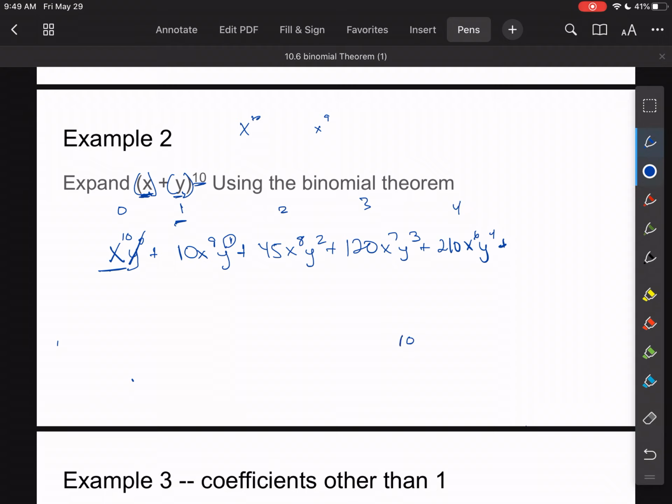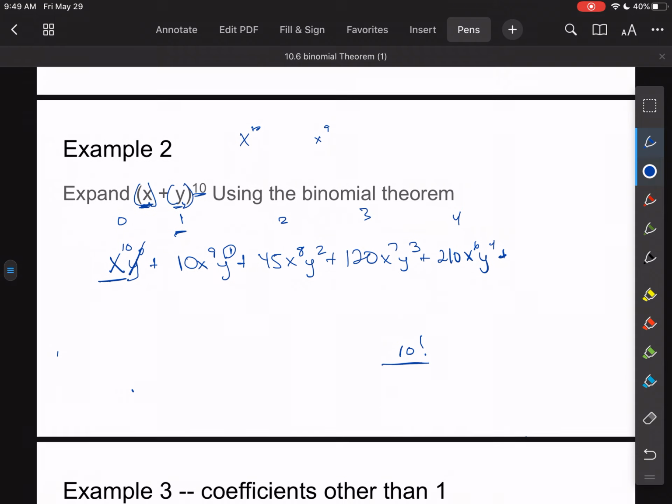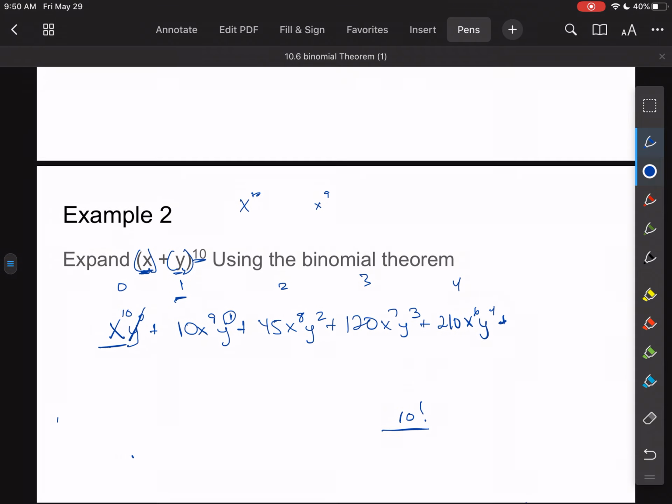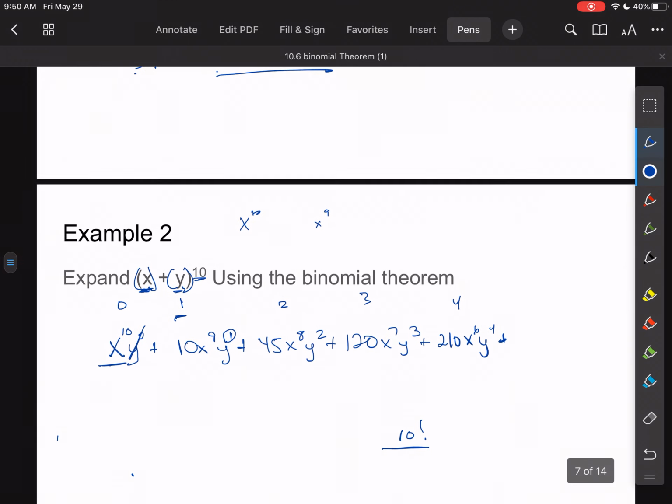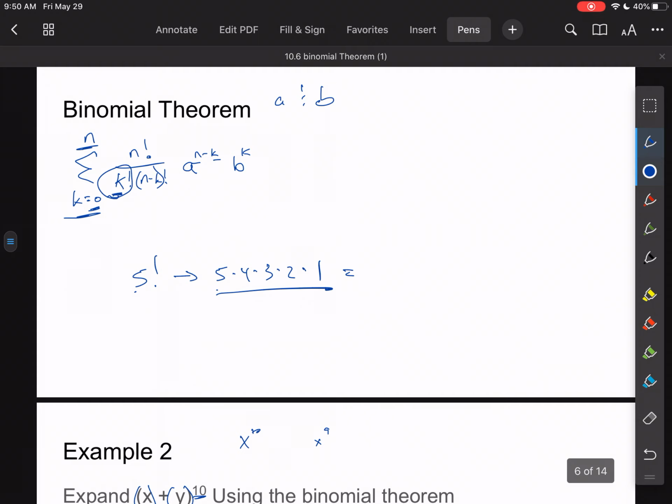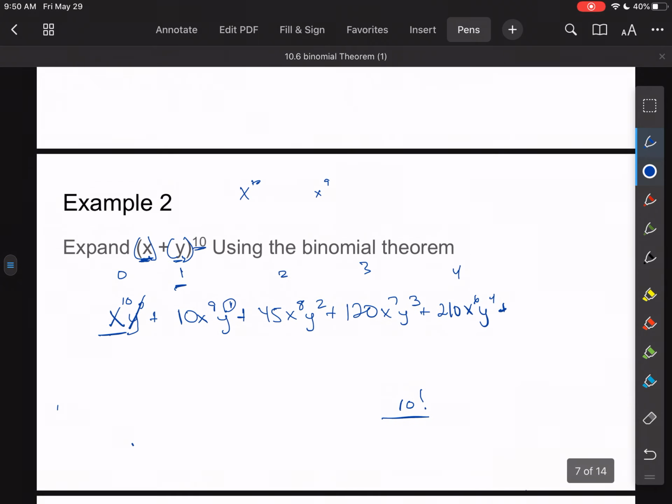So we have 10 factorial over... Again, if you get lost, I just had to take a second to say, okay, where am I? Remember your rule here. K tells you the round that you're on. We're on the 5th round, so it's going to be 5 factorial, 5 factorial. The 5's cancel, so this is essentially 10 times 9 times 8 times 7 times 6 over 5 times 4 times 3 times 2 times 1.